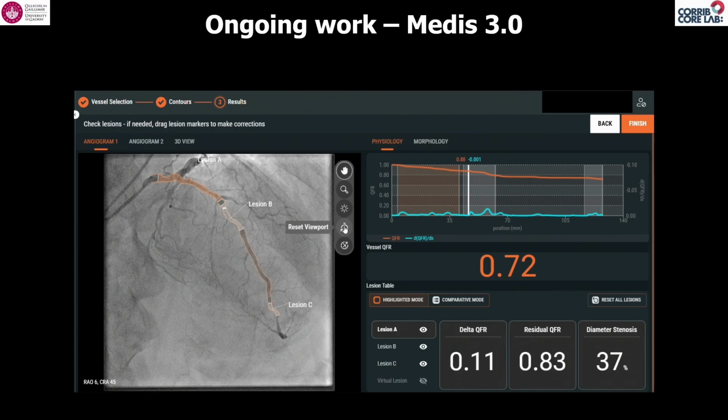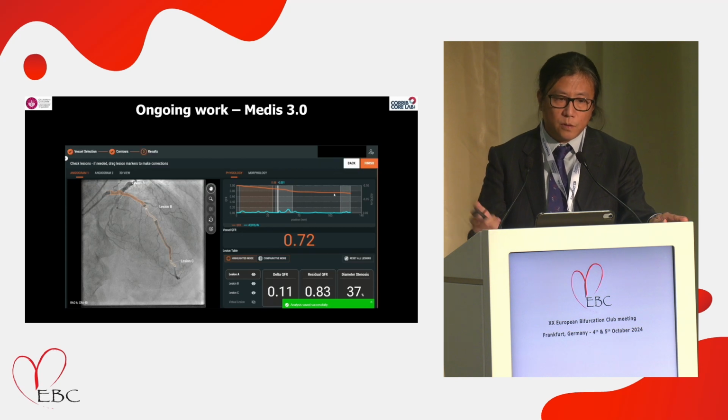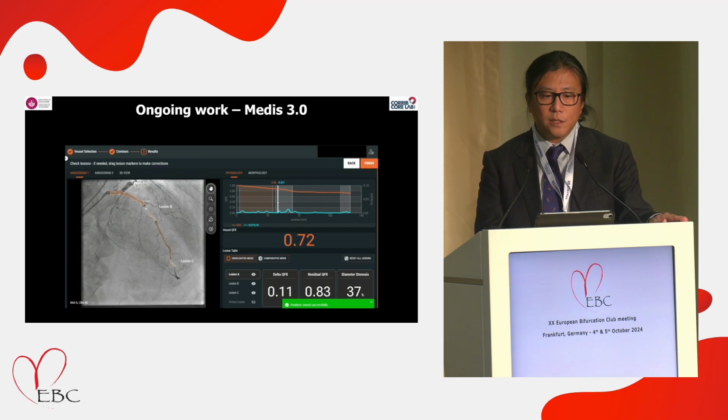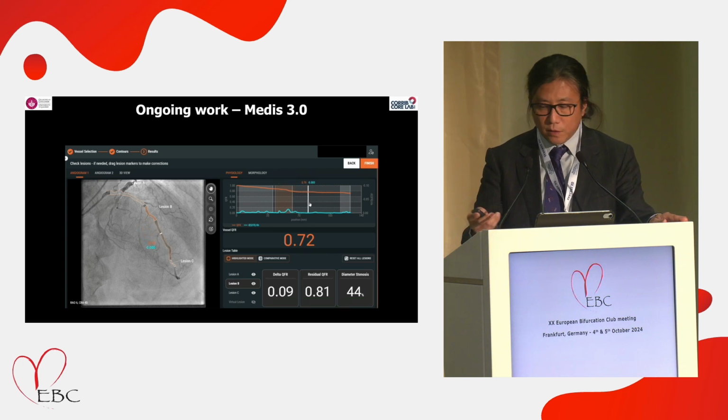So in general, the QFR has the highest value. Of course, we have seen improvement of the software with Medis as well. The analysis I have shown was done with Medis 2.1, but now we have Medis 3.0. This is how Medis 3.0 works, and it has a more automatic calculation of QFR, and the algorithm was somewhat improved in terms of the reference vessel diameter calculation. So work is ongoing to use Medis 3.0 to update this analysis.